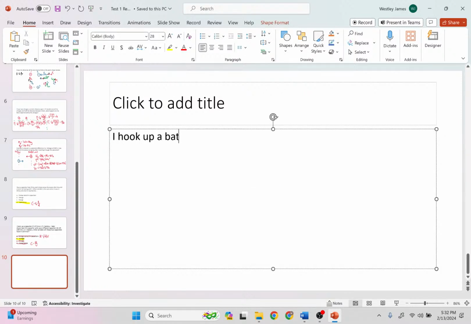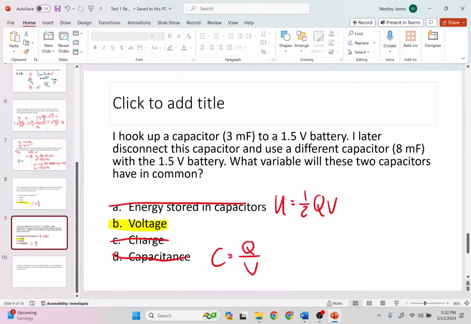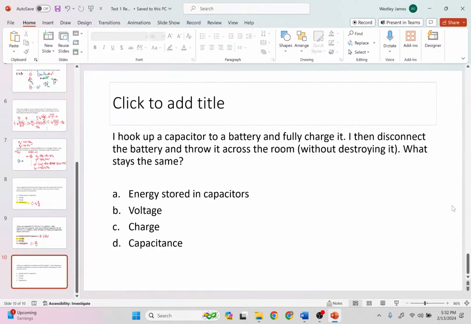I hook up a battery or a capacitor to a battery and fully charge it. I then disconnect the battery and throw it across the room. What stays the same without destroying it? Is it the energy? Is it the voltage? Is it the charge? Or is it the capacitance?